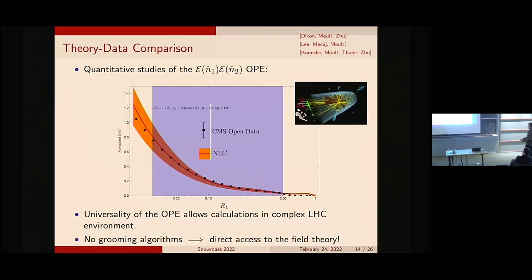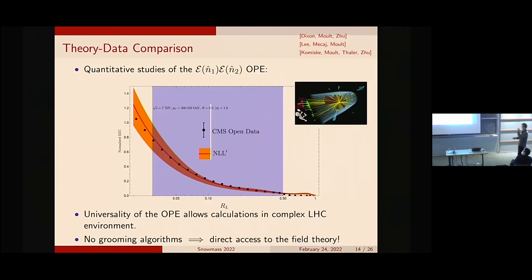Okay, so what does this actually look like in data? This is a measurement done using CMS open data with Jesse and collaborators of this 2-point correlator of these energy flow operators. And this is in a real, full hadronic collision. But again, because of this universality of the OPE limit, it doesn't matter all this other stuff that's going on. And so you can really just calculate this analytically. And you see this beautiful agreement between this scaling prediction of the light ray OPE and our analytic results.